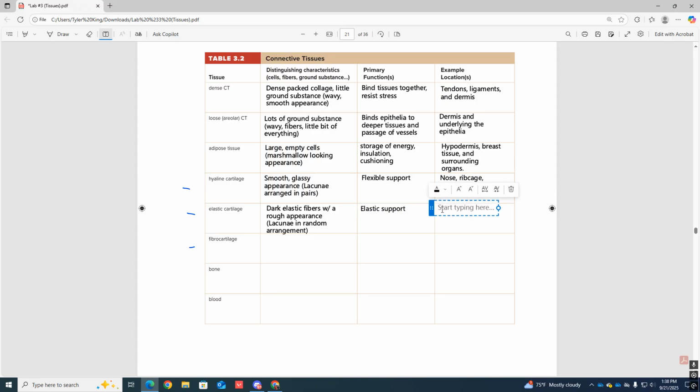And where is this going to be located? Like the external ear, epiglottis, for example. Another example.